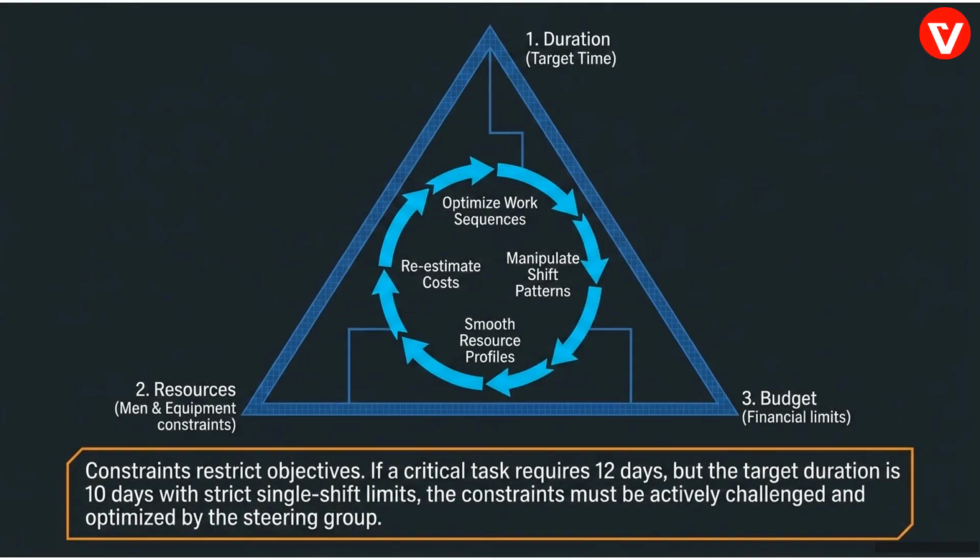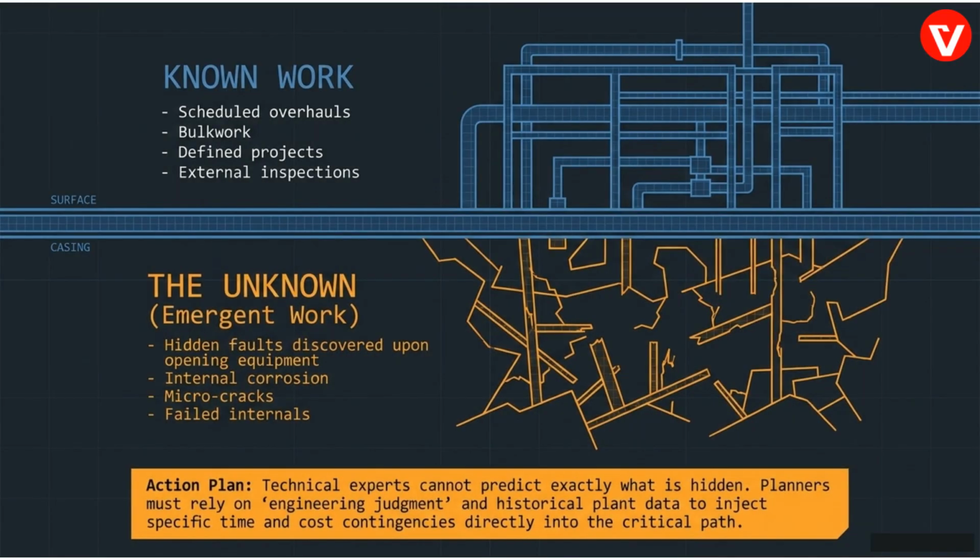Optimization involves the continuous cycle of manipulating shift patterns, smoothing resource profiles, and re-estimating costs within the constraints of duration, resources, and budget. Contingency planning requires engineering judgment to guess the unknown condition of equipment. We must plan for the unknown, or emergent work, such as hidden faults or internal corrosion. Planners must rely on engineering judgment and historical data to inject specific time and cost contingencies into the critical path.